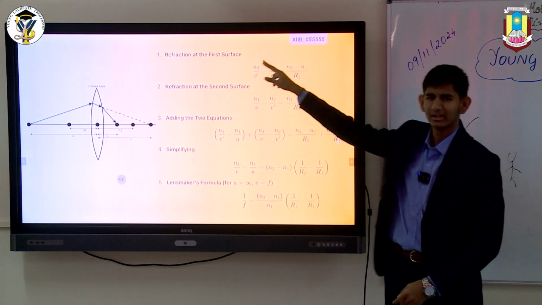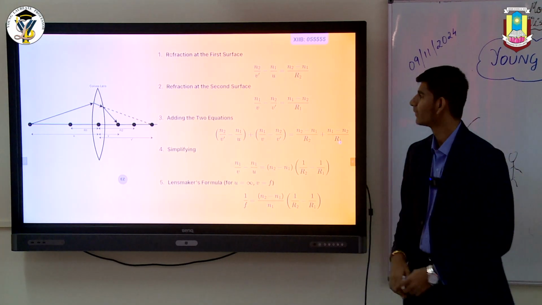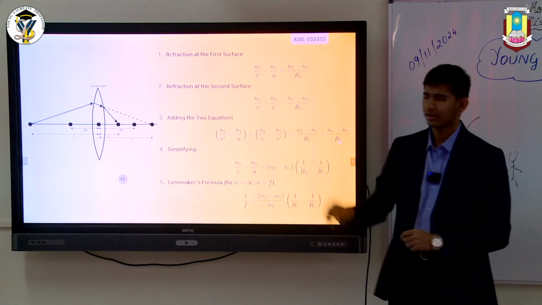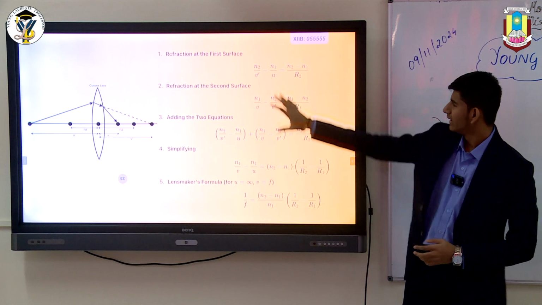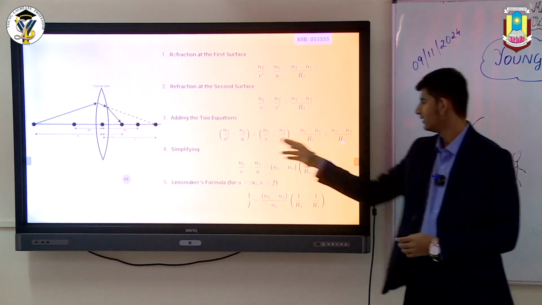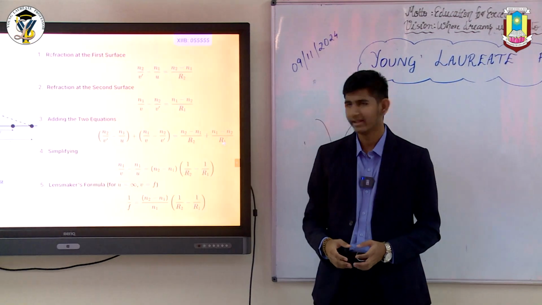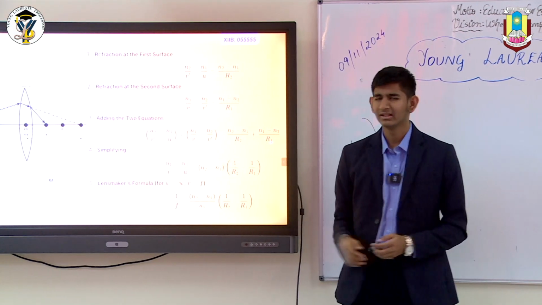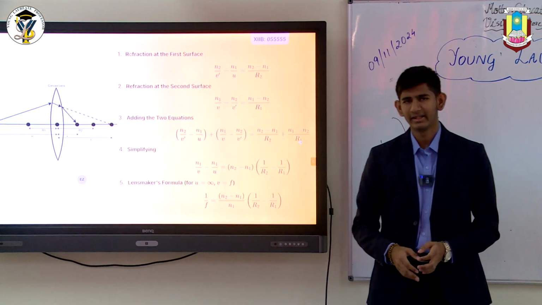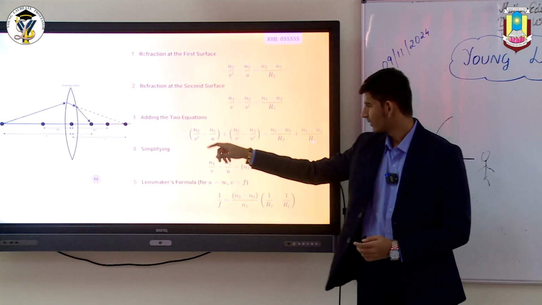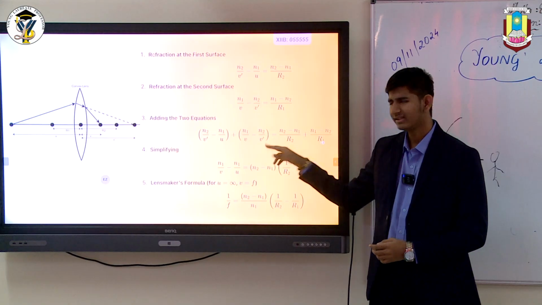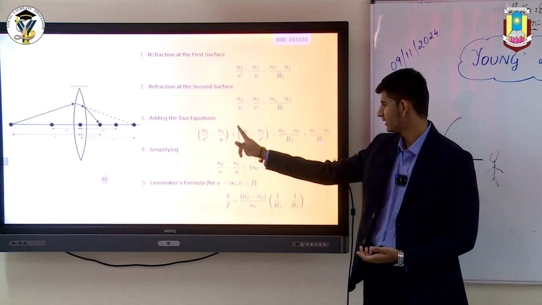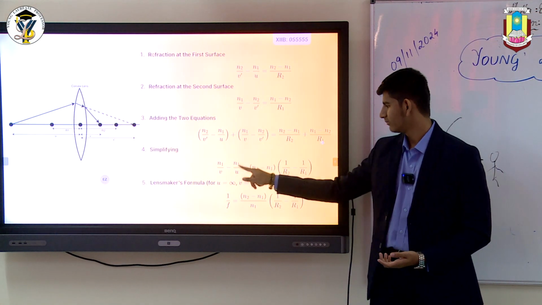As I already showed you previously, that is the refraction formula at the first phase. This is the refraction formula at the second phase. Let's add these two formulas. We get this LHS: n2 by v dash minus n1 by u plus n1 by v minus n2 by v dash is equal to n2 minus n1 divided by r2 plus n1 minus n2 divided by r1. As you can see, here we have n2 by v dash minus n2 by v dash. These two can just get cancelled out. So let's cancel them. What we remain with is n1 by v minus n1 by u.